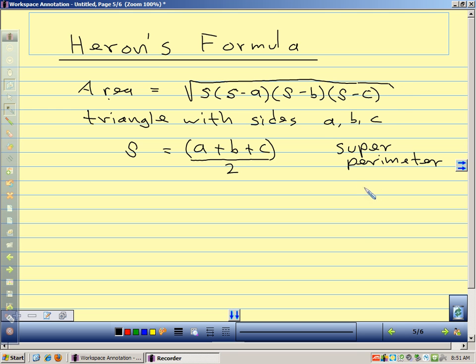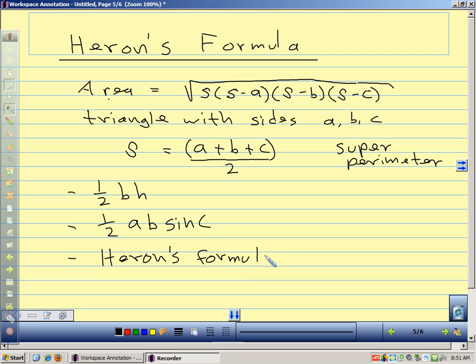So we now have three formulas for the area of a triangle. Depending on what we're given, we have 3 different ways to find the area. Our first one we talked about a little bit yesterday, 1/2 base times height. The second one that comes from the law of sines, 1/2 AB sine C, is one of the formulas we talked about yesterday. And then we have Heron's formula. So depending on what information you have about a triangle, now you have 3 different ways that you can calculate the area of the triangle.